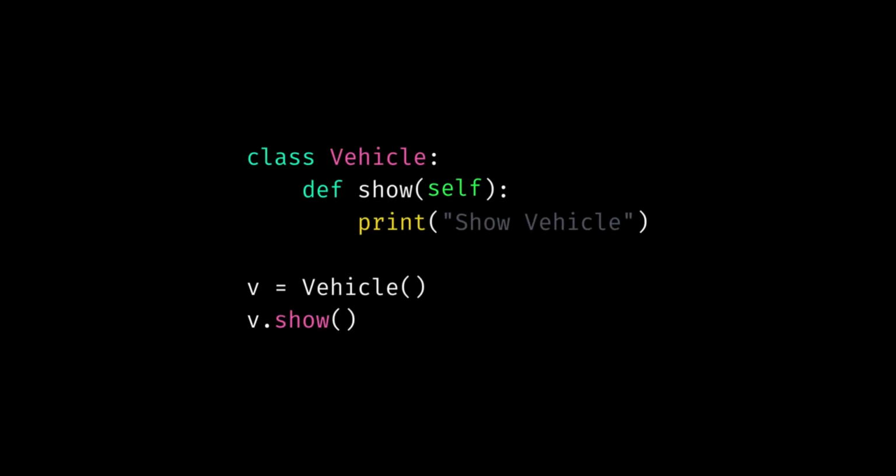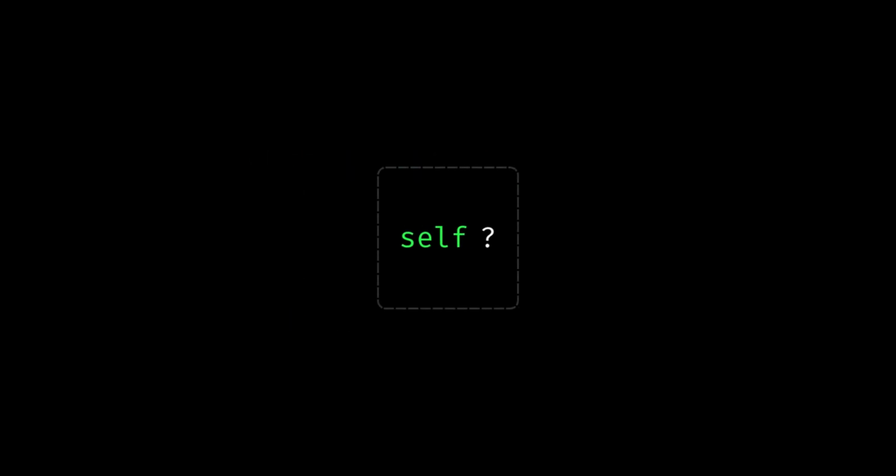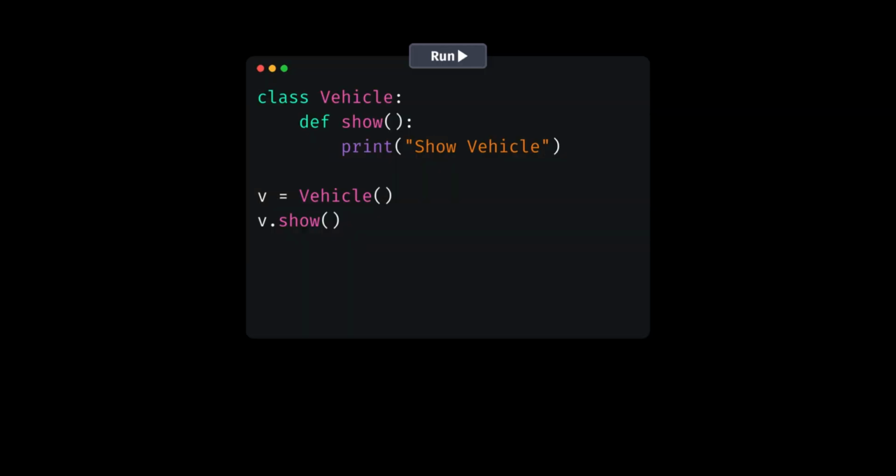Why is self used? Wait. First of all, what does self mean in Python and what is its role in object-oriented programming? Let's say we have a class, Vehicle, and inside it, we define a method show that prints a message.